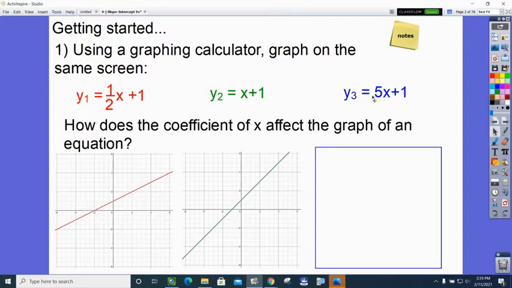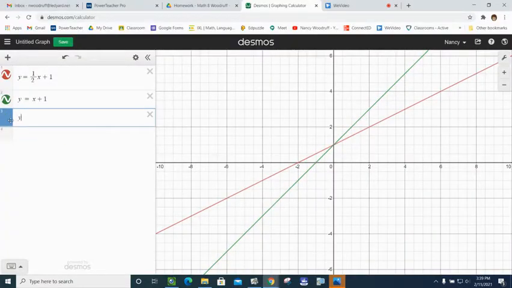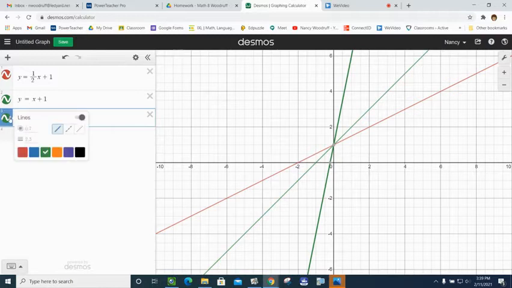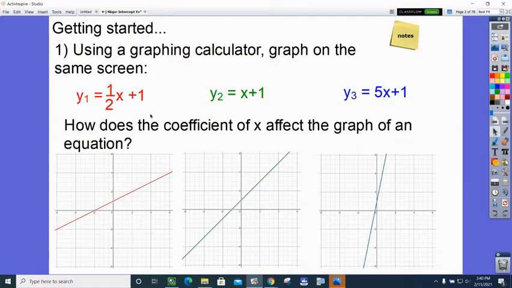I'm going to go now and do y equals 5x plus 1 on the graphing calculator. Again, I'm going to put a new line here, y equals 5x plus 1. And I'm going to make sure that it has its own color, which was blue. And there you can see the three lines all on the same graph. Let me go back. And again, there they are individually. That's what y equals 1/2 x plus 1 looks like. This was y equals x plus 1. And this is y equals 5x plus 1.